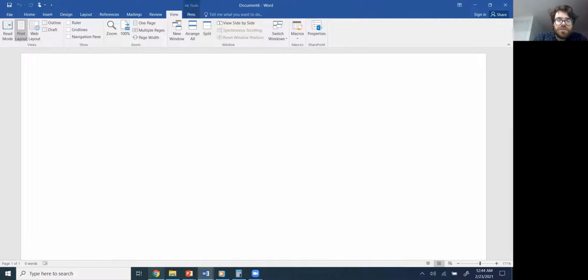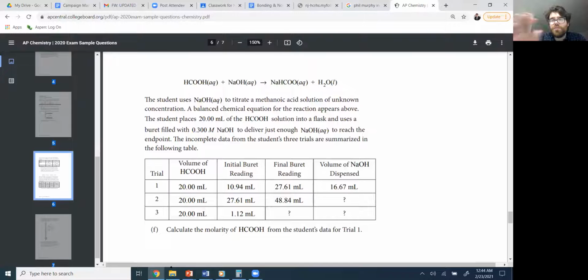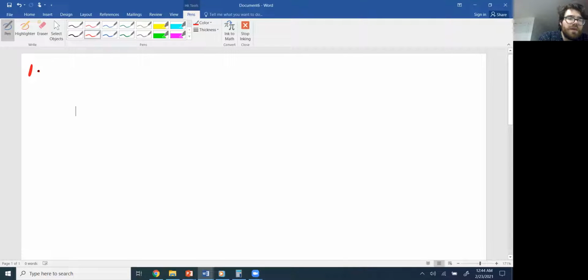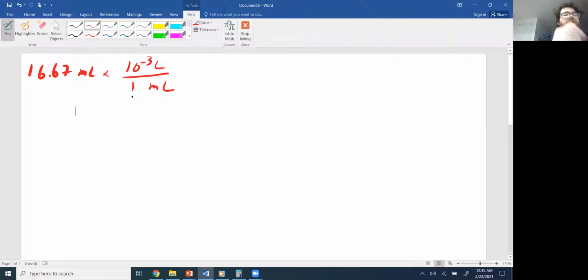So the information in these 2 columns of the initial and final burette reading is superfluous. We don't need it because we have the total volume of NaOH dispensed. So we're going to convert that into liters first to work with the molarity. We have 16.67 milliliters. We're going to convert this into liters, right? So milliliters at the bottom, liters at the top. Milli stands for 10 to the negative 3. This conversion will give us the liters of sodium hydroxide.